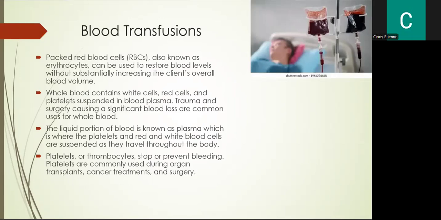We have platelets whose job is to form blood clots. Platelets are transfused when the platelet count is very low and when a patient is actively bleeding and cannot clot effectively. This could happen especially during chemotherapy, major surgery, or trauma.